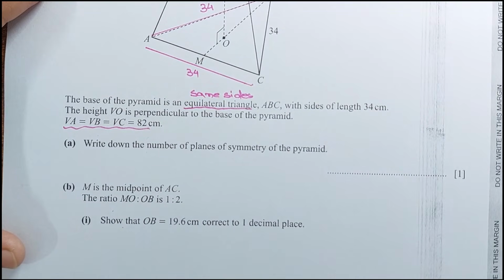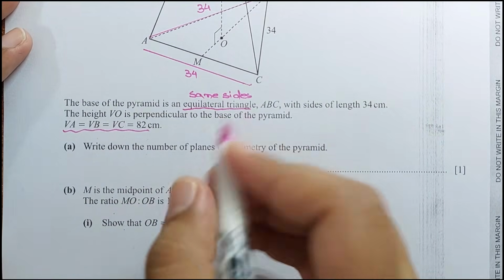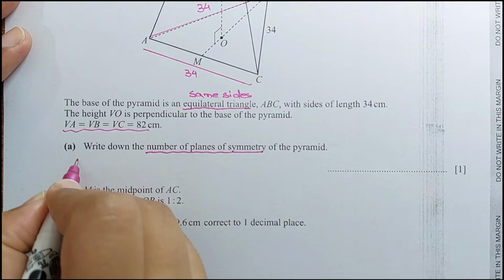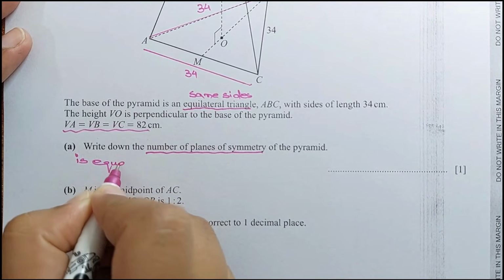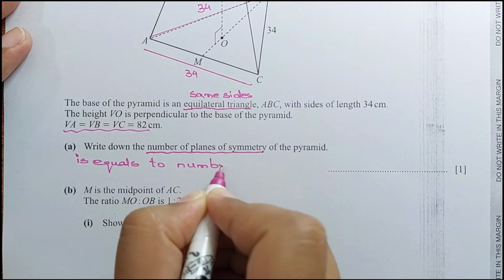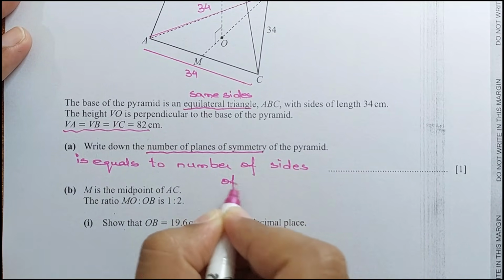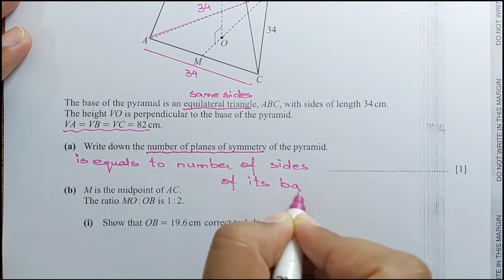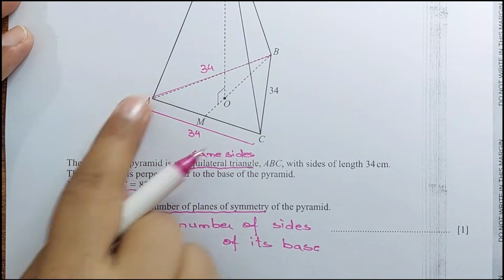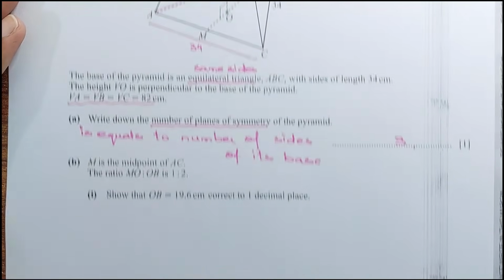Part A, write down the number of planes of symmetry of the pyramid. Okay, so the number of planes of symmetry of a pyramid is equal to the number of sides of its base. Now this pyramid, the base has three sides A, B, and C. So the number of planes of symmetry of this pyramid is 3.